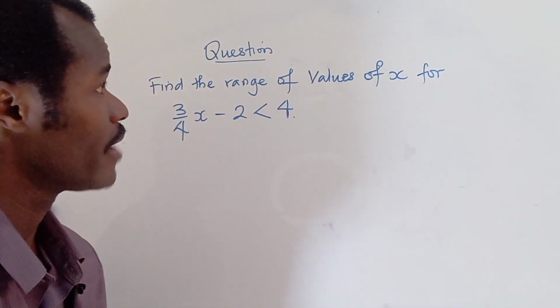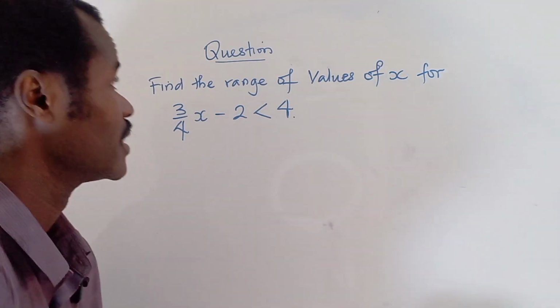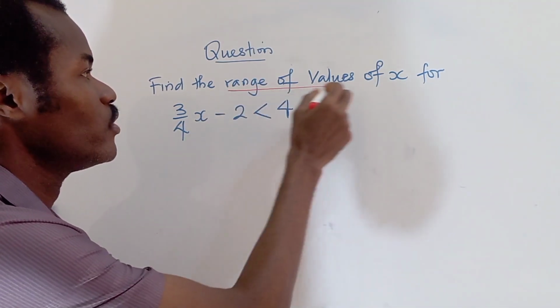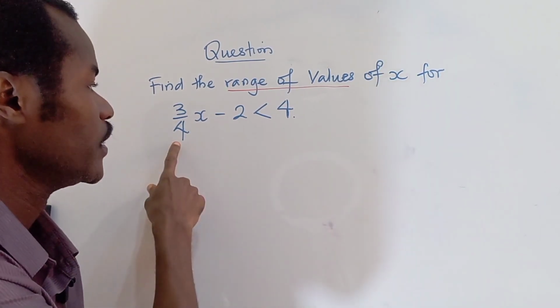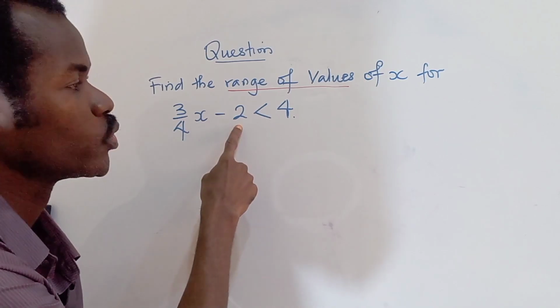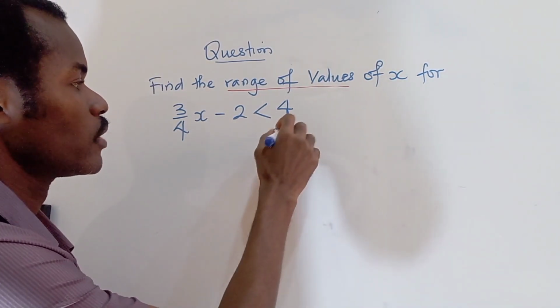Alright. So we have a problem on the board on inequalities. The question says we should find the range of values of x for which we have 3/4 x minus 2 is less than 4. So how do we solve this problem?